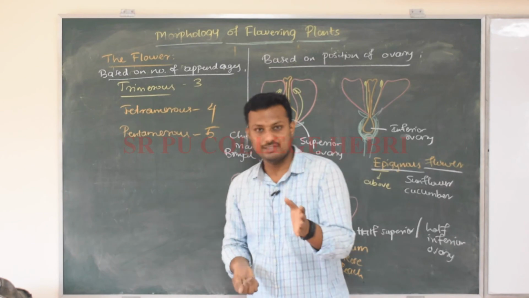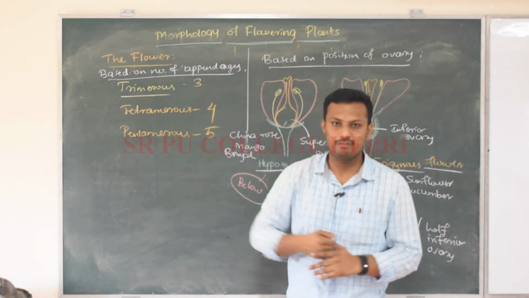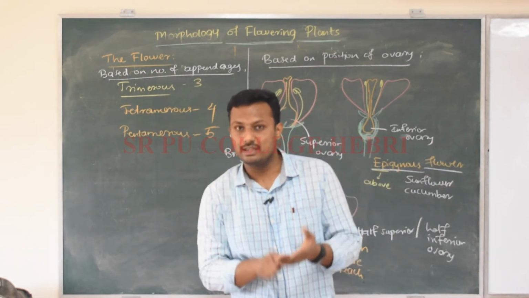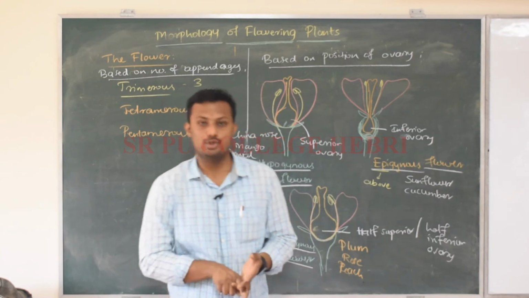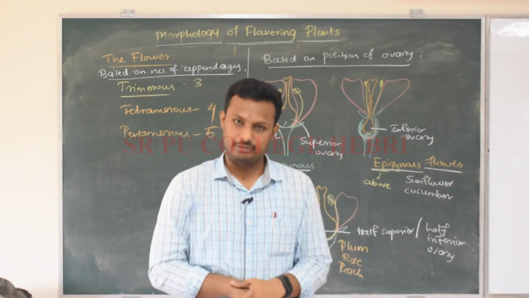And the other three types of classification are based on the number of appendages present in the flower, or the presence or absence of the androecium and gynoecium, and one more is based on the symmetry of the flower.